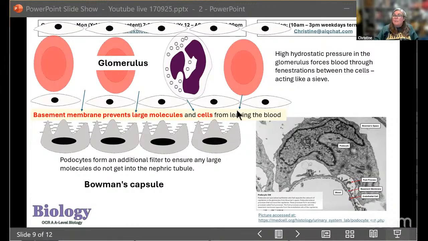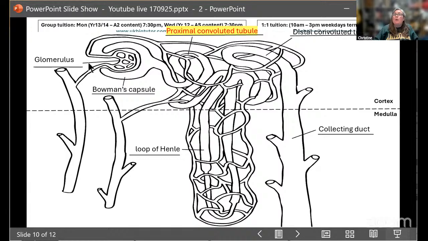But I have a problem. Always a synoptic link. Always. That's what I do. I have a problem. If I've squeezed everything out of the glomerulus into the Bowman's capsule, I've squeezed out glucose.